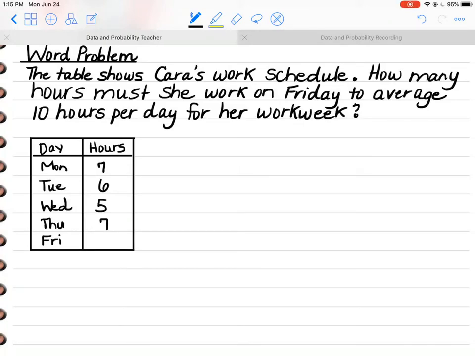Hello there, and welcome back for this next word problem. We just did the one about the test, what you would need to score on the final test.